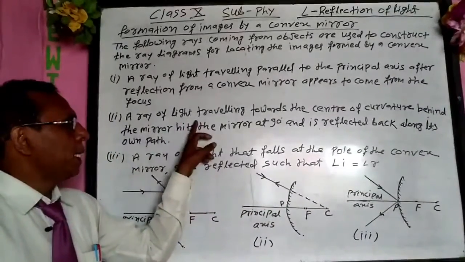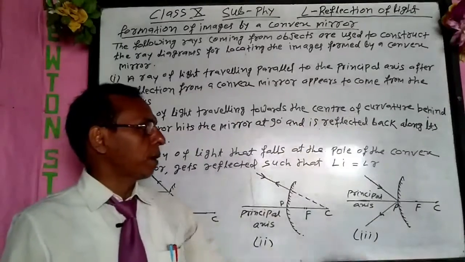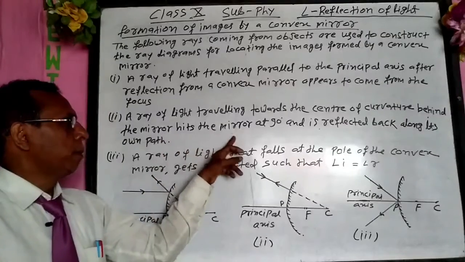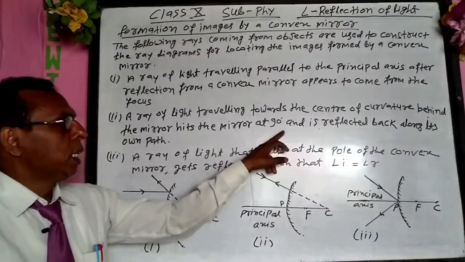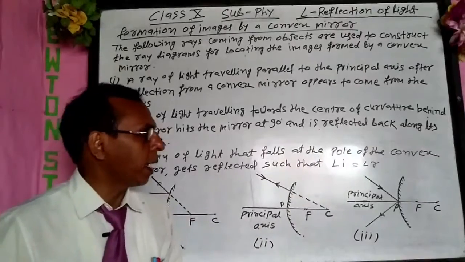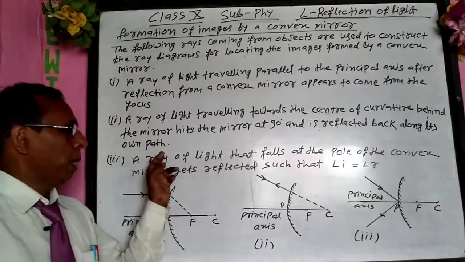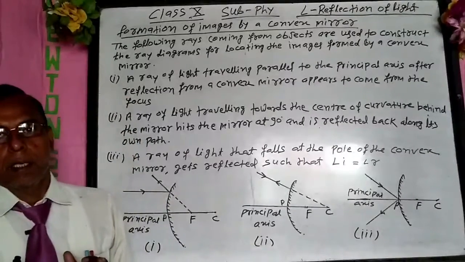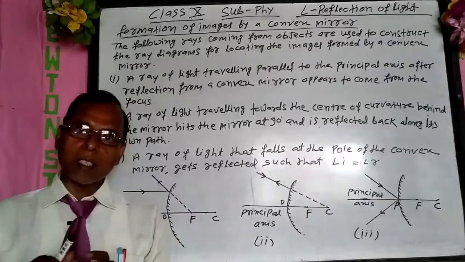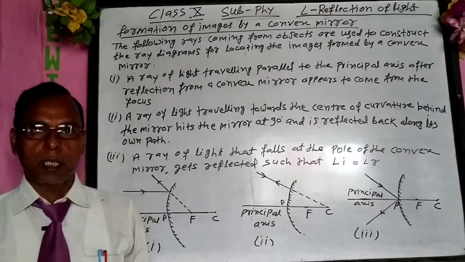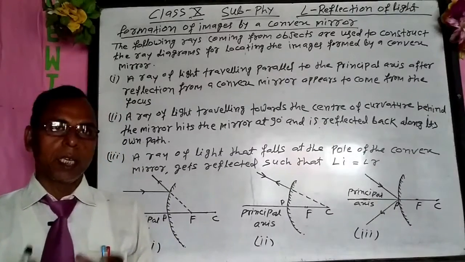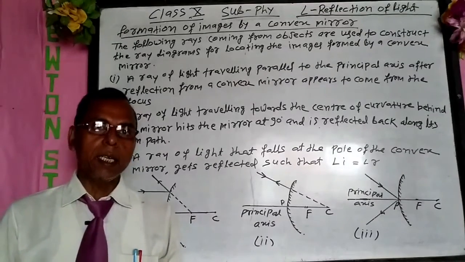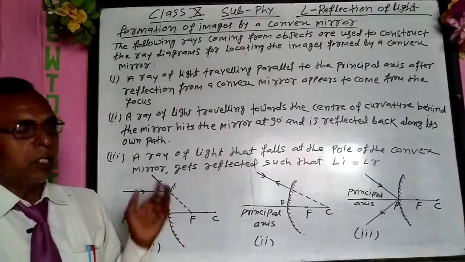A ray of light traveling toward the center of curvature behind the mirror hits the mirror at 90 degrees and is reflected back along its own path. When a ray of light travels towards the center of curvature, that ray hits the mirror at 90 degrees and comes back on its original path.